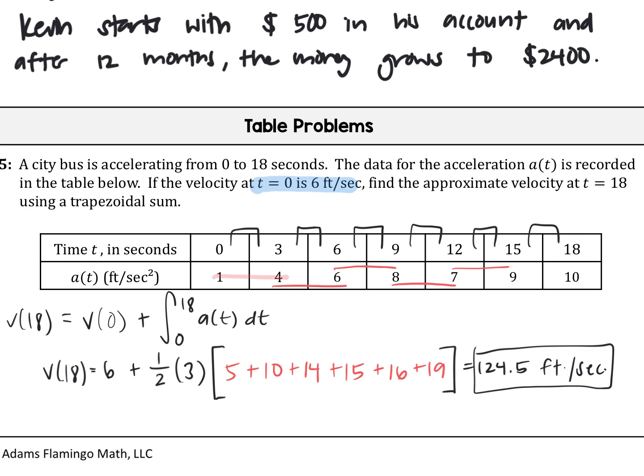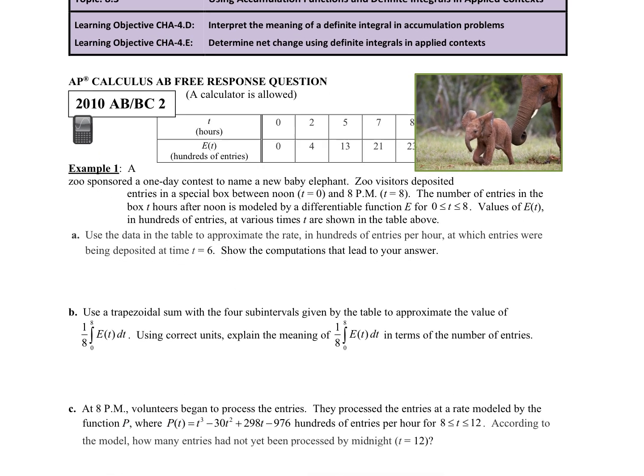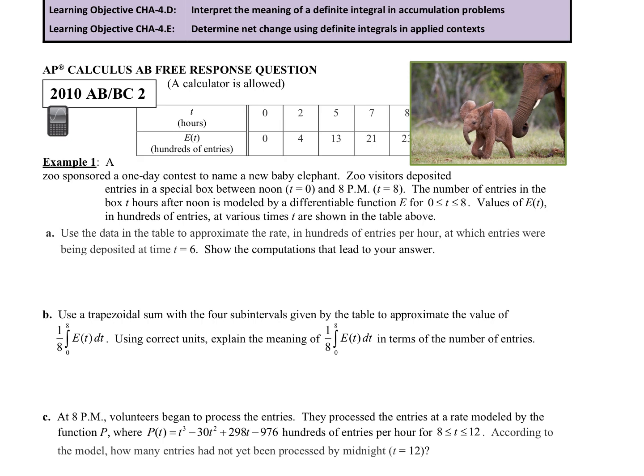All right, the last page of this is an example FRQ question from an AP test from 2010. So we're going to go through that, give you some exposure to that kind of question, and talk about how to solve that. Okay. This question is about a zoo. A zoo sponsored a one-day contest to name a new baby elephant. Zoo visitors were able to deposit their name entries into a special box between noon and 8 p.m. So that's time t equals 0 to t equals 8. The number of entries in the box t hours after noon is modeled by our table. E of t is in hundreds of entries, and t is in hours. Okay, so technically at 2 hours in, how many entries are there?